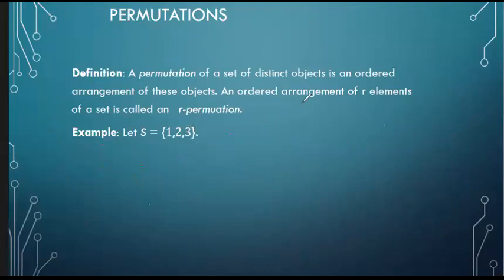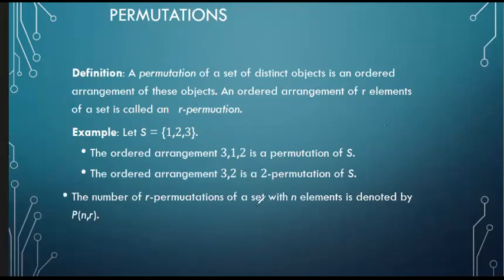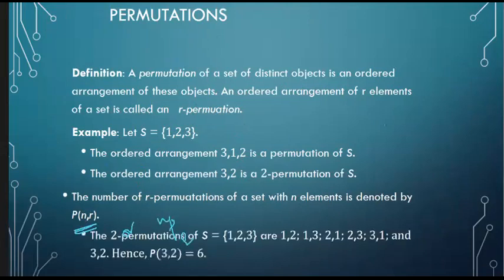The same thing, a permutation of a set of distinct objects is an ordered arrangement of the objects. An ordered arrangement of r elements of a set is called an r-permutation. So if we have the ordered arrangement 1 2 3, then 3 1 2 is a permutation, 3 2 is a permutation, and the number of r-permutations of a set with n elements is denoted by this, or even what we have studied, which is nPr.